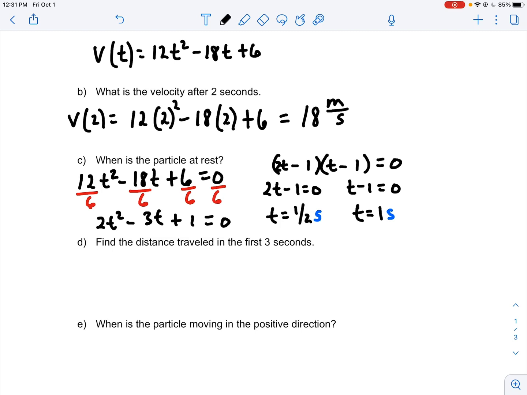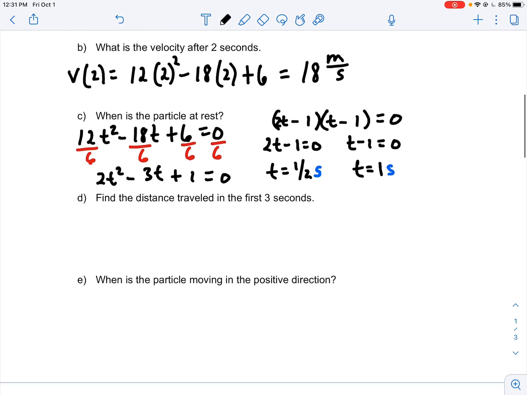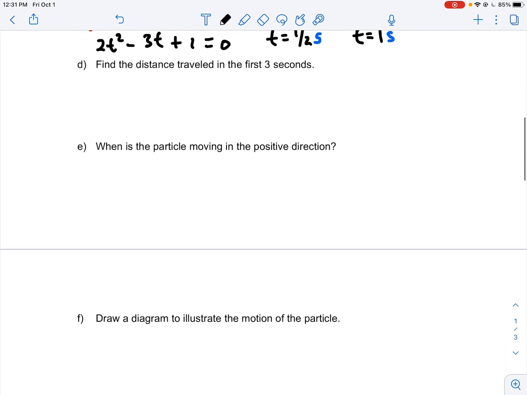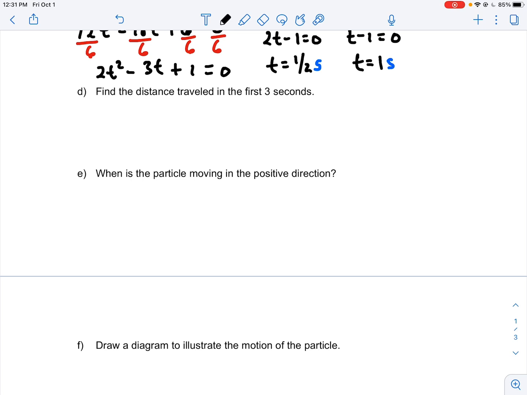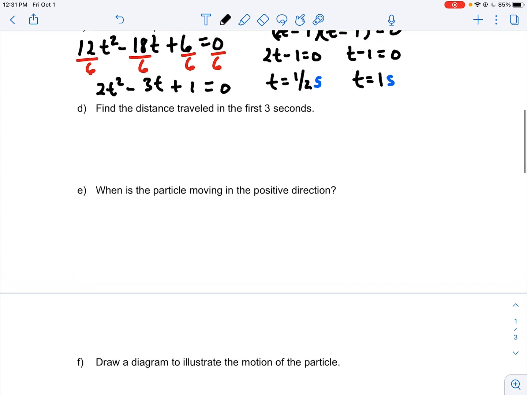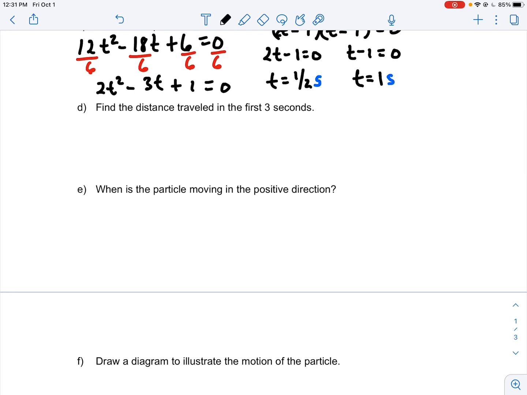Now, I mistyped this myself. Letter E should have come before letter D. So let's look at letter E first. Letter E says, when is the particle moving in a positive direction? This particular word here, moving, lets you know that we're talking about velocity. So we want to know when the velocity is going to be positive. So we need to know when 12t squared minus 18t plus 6 is greater than 0.